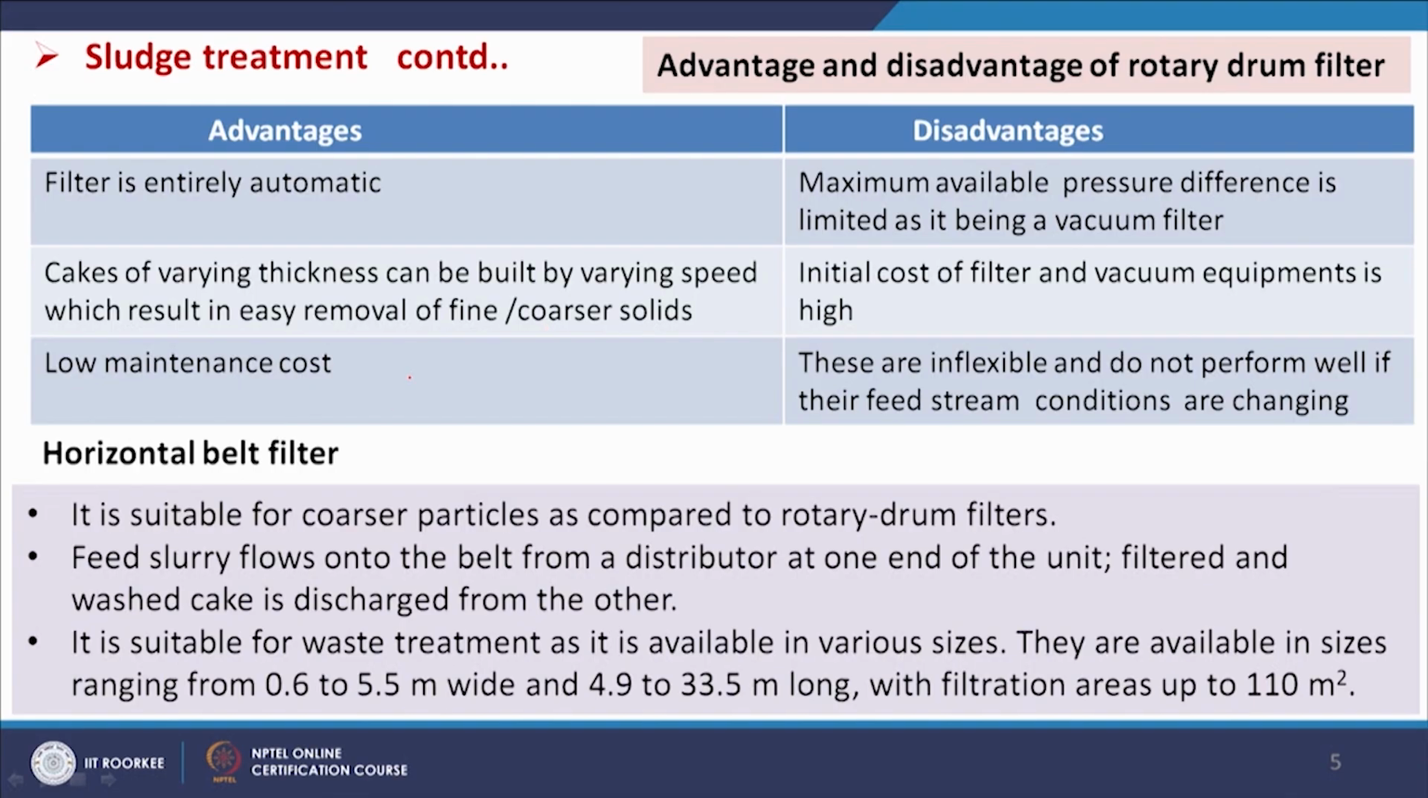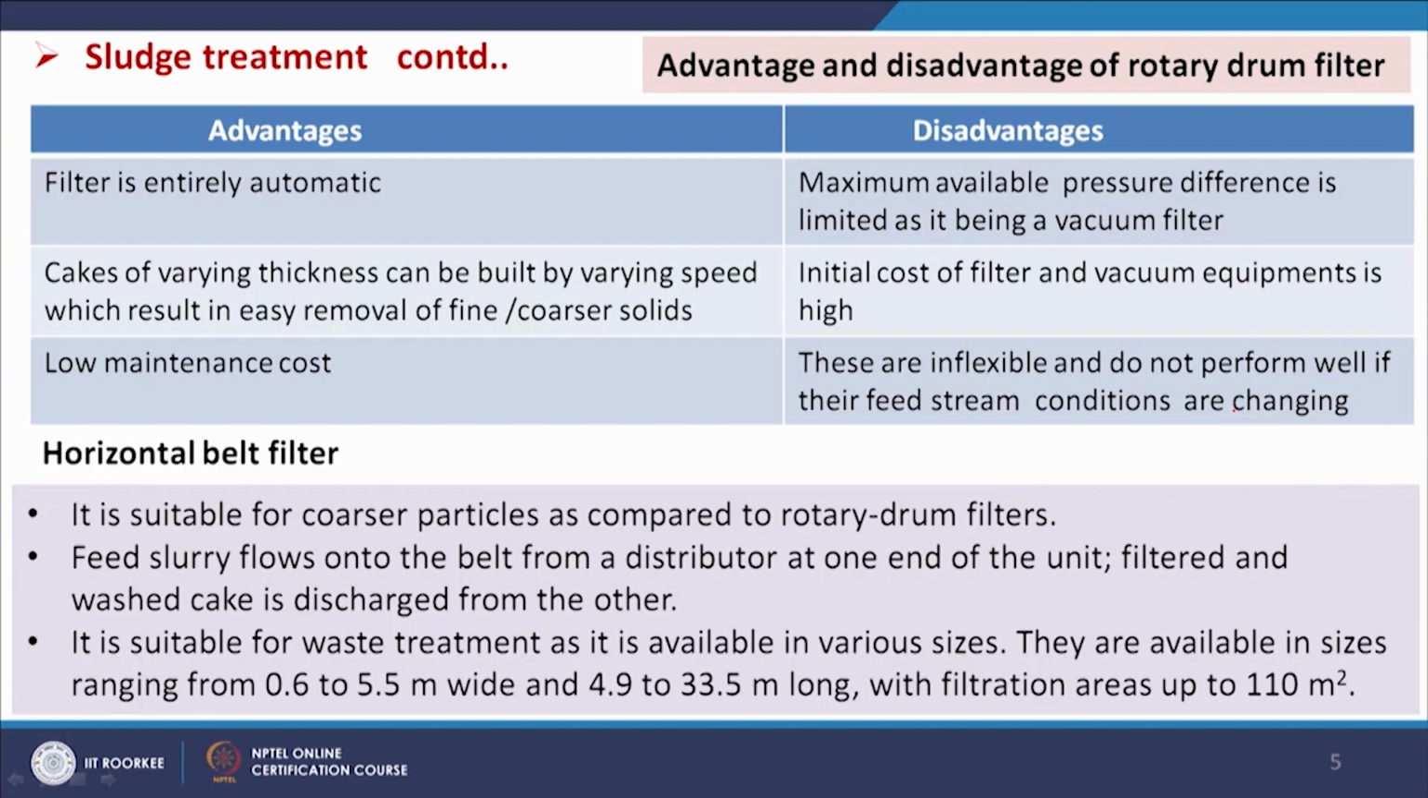But disadvantages are that the maximum available pressure difference is limited, as it is a vacuum filter. Initial cost of filter and vacuum equipment is high. These are inflexible and do not perform well if their feed stream conditions are changing.